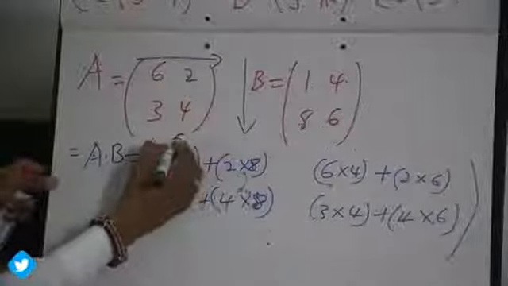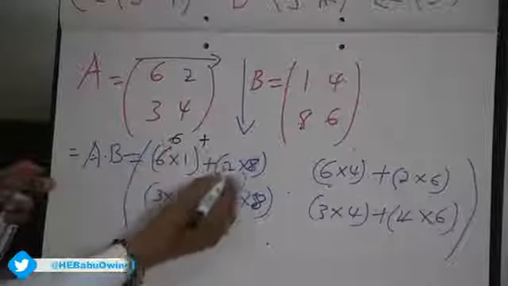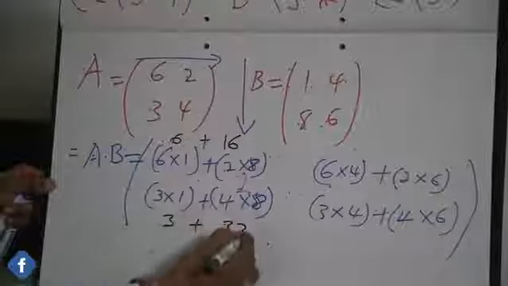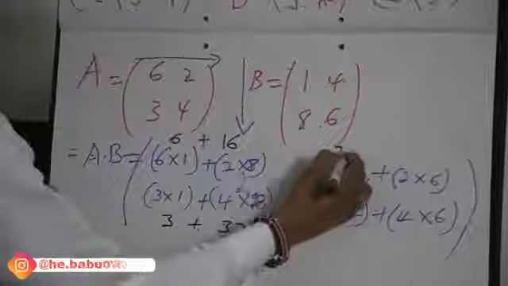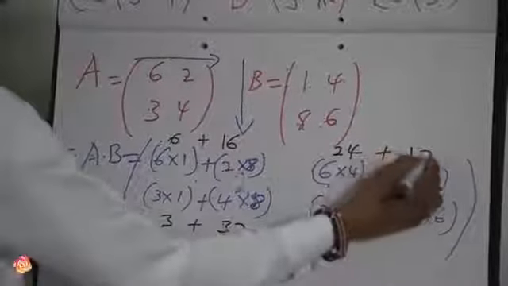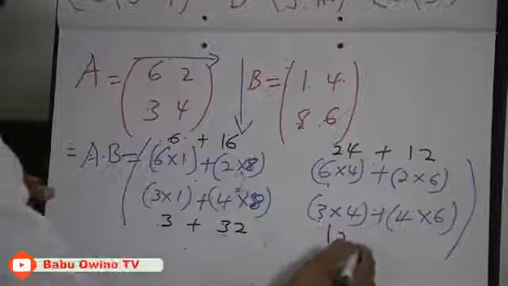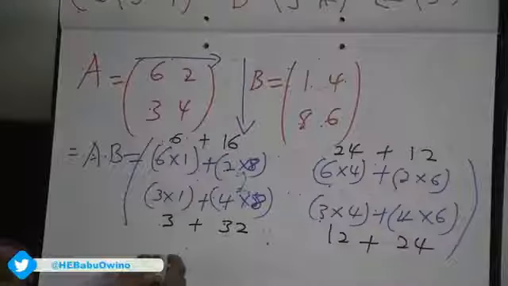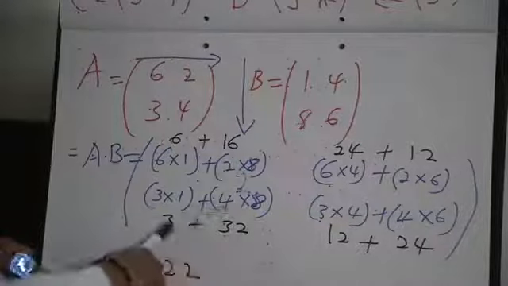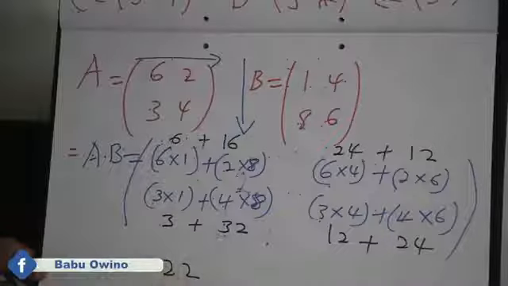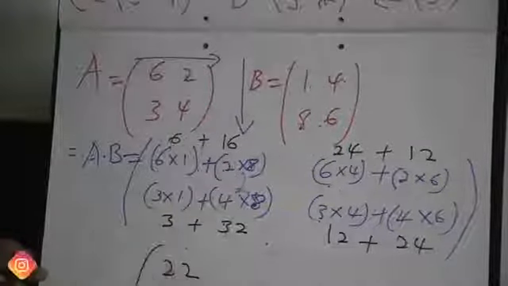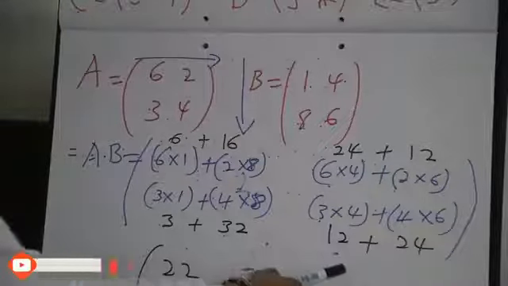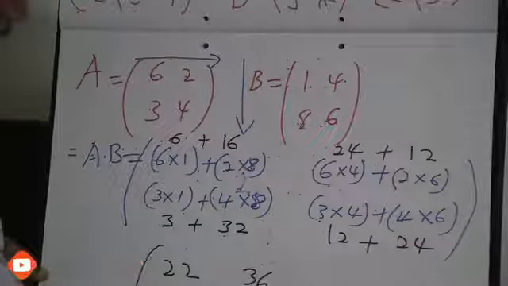So here what do we get? 6 by 1 is 6, plus 2 by 8 is 16. 3 by 1 is 3, plus 4 by 8 is 32. 6 by 4 is 24, plus 2 by 6 is 12. 3 by 4 is 12, plus 4 by 6 is 24. So when you add 6 plus 16, you get 22. When you add 3 to 32, you get 35. 24 plus 12 is 36. Then again 12 plus 24 is 36.